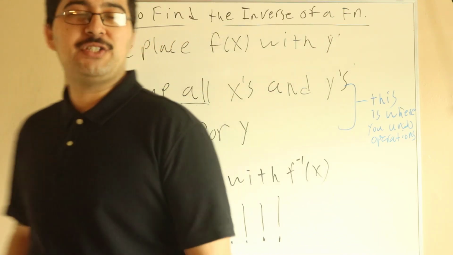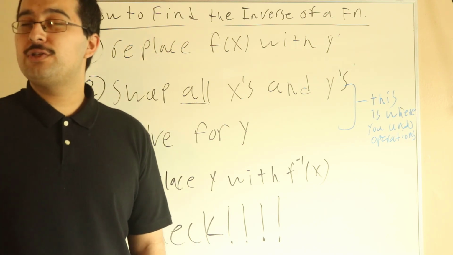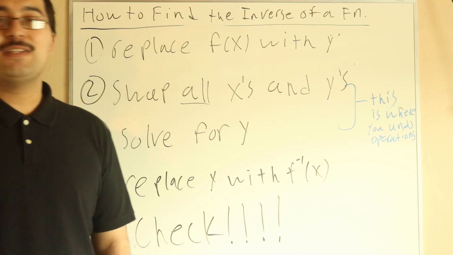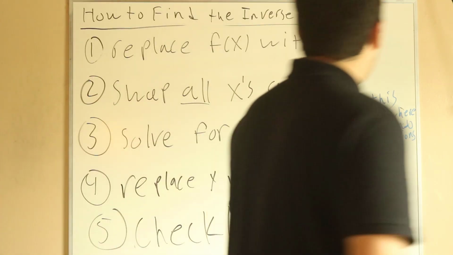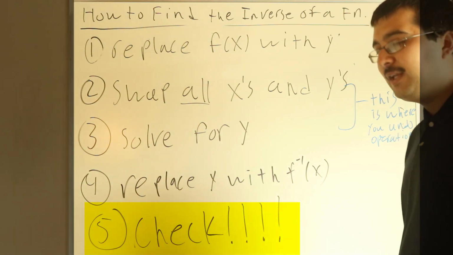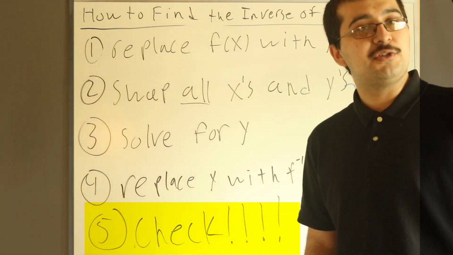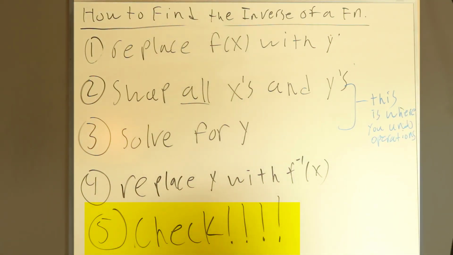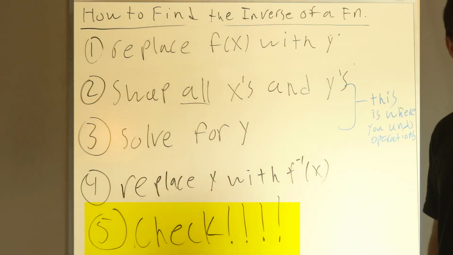The definition tells you the composition of these two functions should be x, so go ahead and take the composition and see if it actually does equal x. But this right here, this 5-step process, is the method we will be using to find inverse functions. So go ahead and take a moment now to pause the video and get this copied down, and then let's go ahead and do an example using this.